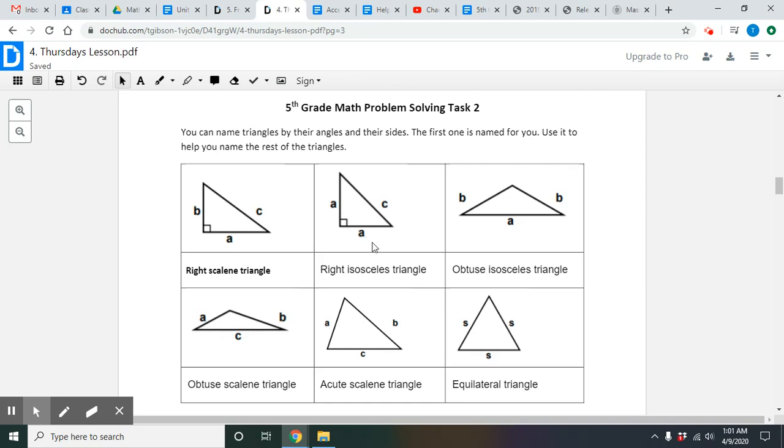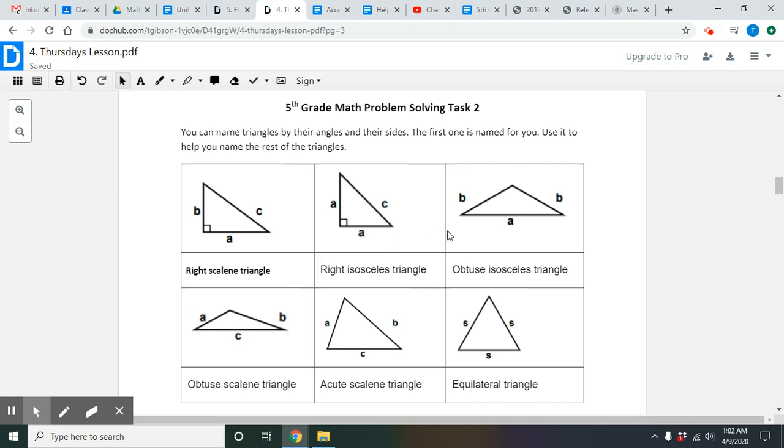Let's go to the next one, right isosceles triangle. So again, what are we noticing from this one in connection to the first one? That little box, exactly. So this is why this is a right angle, okay? So this is a right angle that's shown. We are also noticing that A and A means that these are going to be equal sides, right? So what kind of triangle has two equal side lengths? Isosceles triangle. This is why this one is called a right isosceles triangle.